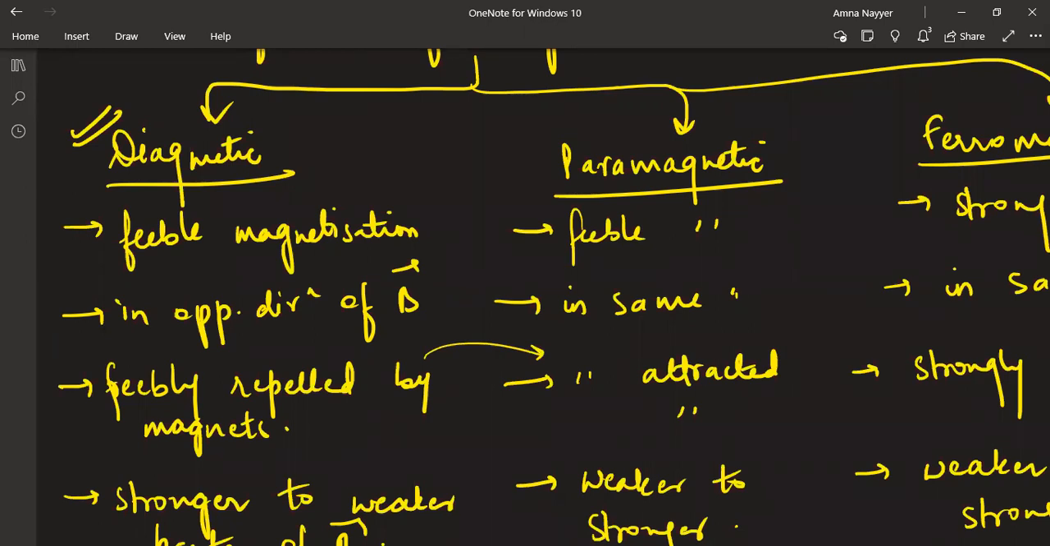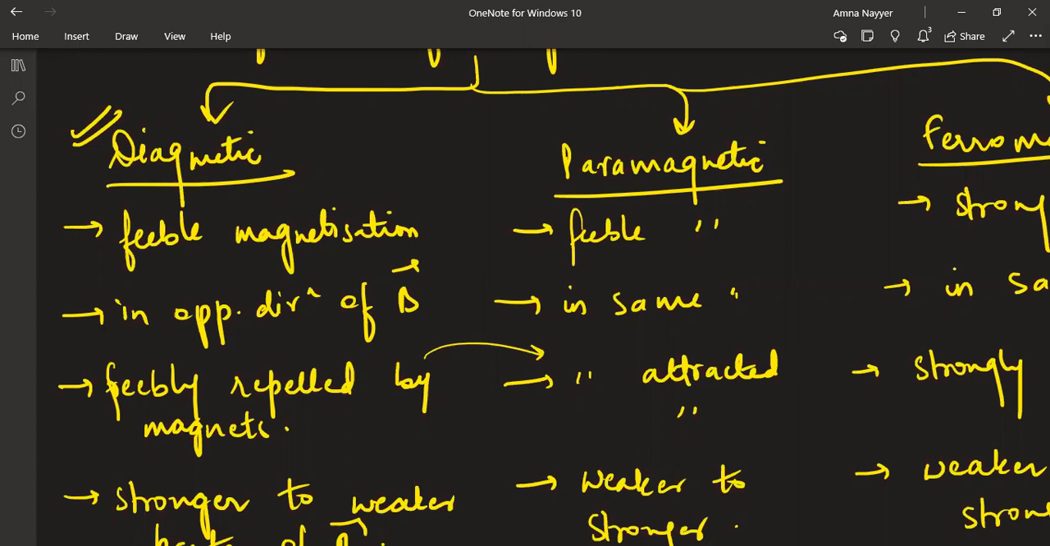And in a uniform magnetic field, a freely suspended magnet, when it is diamagnetic, is perpendicular to the field. A freely suspended magnet aligns itself parallel in paramagnetic, and it aligns parallel, the same thing, in ferromagnetic. These are very important points.